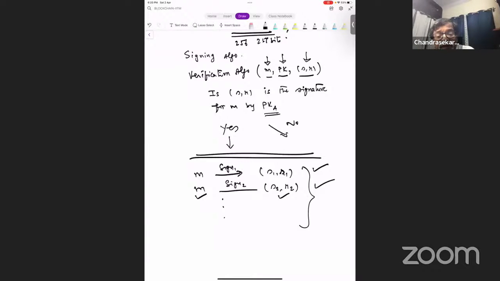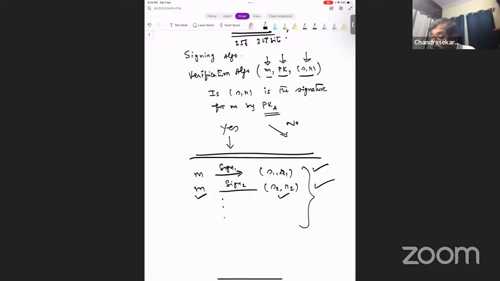What is public key or private key? What is the question? There is something appearing on the screen, public key or private key. Which key? M is a plain text.